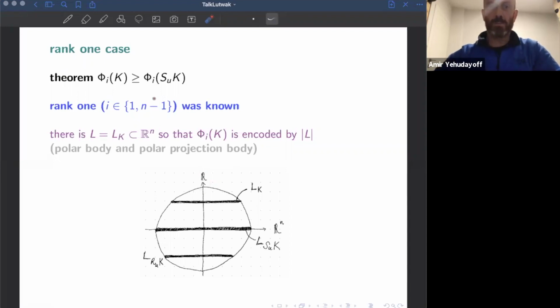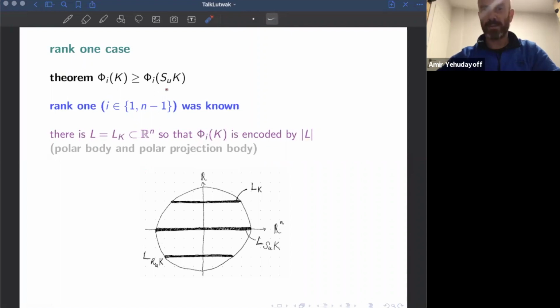And a key point in proving this is identifying some other body, which I called L here, again in the same n-dimensional space, so that this number is the reciprocal of the volume of this body L. So this number is encoded by the volume of L. If you understand the volume of L, you understand this number. This construction, I will try to explain a little bit about it.